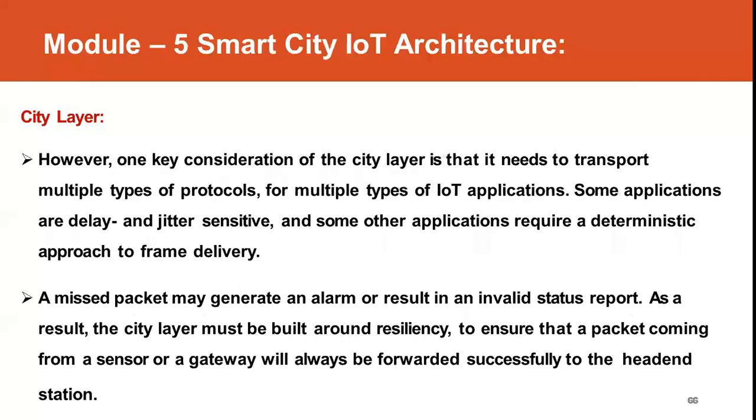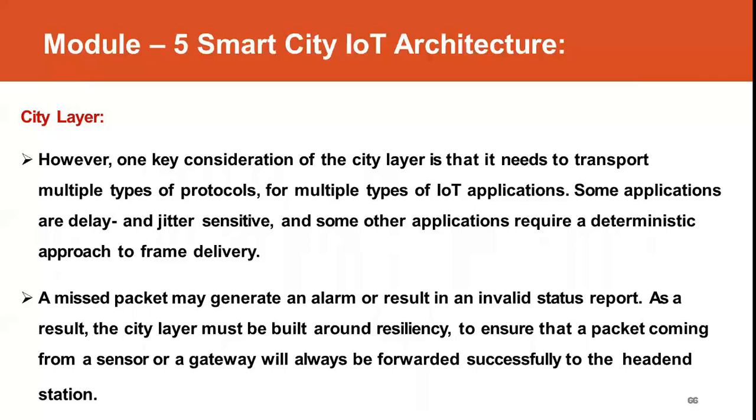One aspect that needs to be considered while having a city layer is that many types of protocols will be used, because there will be multiple IoT applications and multiple sensors. Each one of them will have their own protocols. So the city layer should be capable of handling all kinds of protocols. Some applications are delay sensitive or jitter sensitive, while some other applications require a deterministic approach to frame delivery. So all the requirements of the applications need to be considered over here.